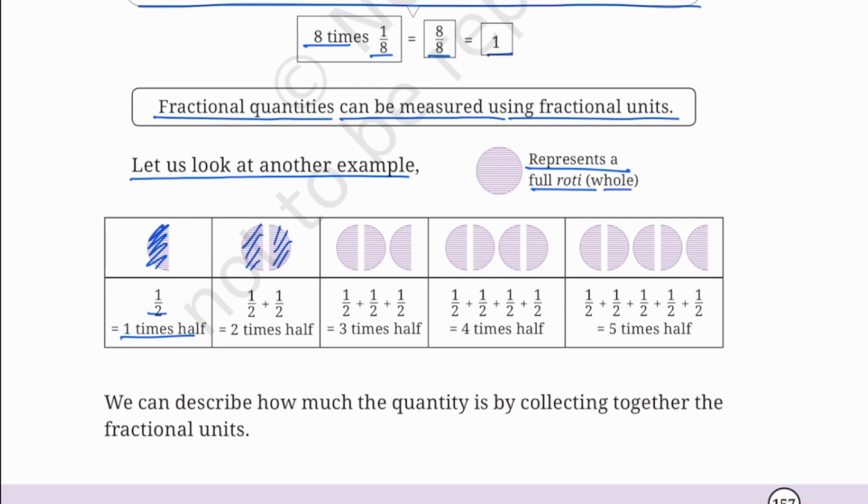2 halves, that is 1 by 2 plus 1 by 2, that is 2 times half. Similarly, this is 3 times half, or 1 upon 2 plus 1 upon 2 plus 1 upon 2. 4 times half, 5 times half, and so on can be written. We can describe how much the quantity is by collecting together the fractional units.